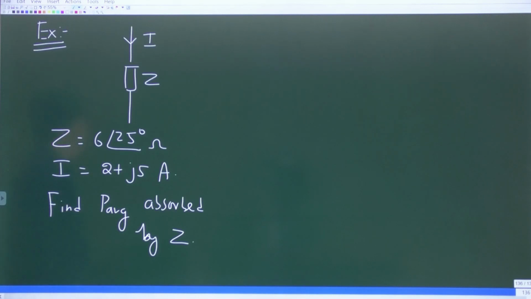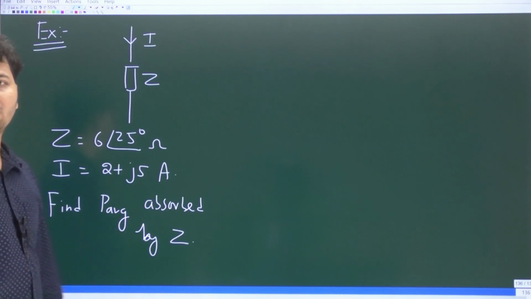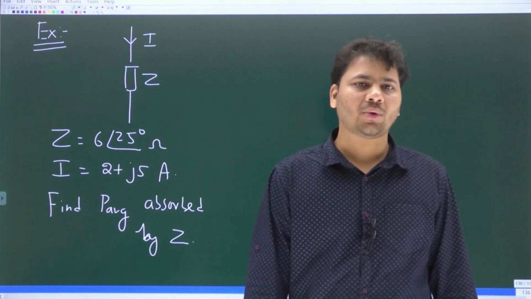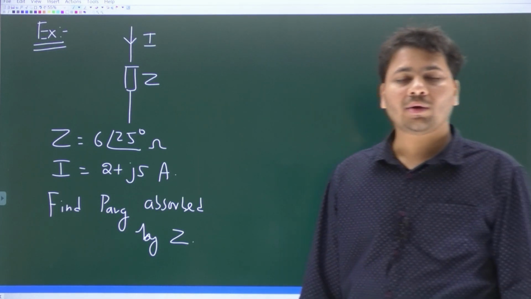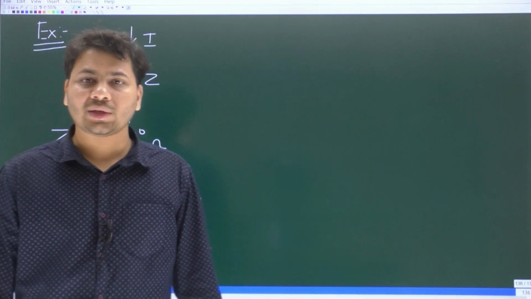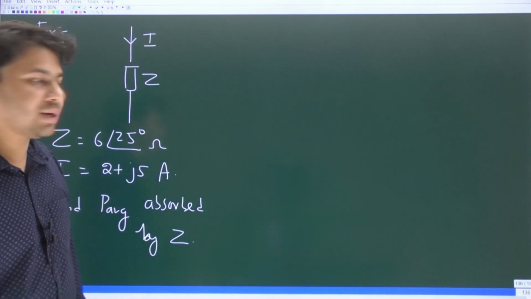Okay, all of you please look at the screen. You can do it in multiple ways. First of all, the impedance is given in polar form. You can convert that polar form into rectangular form so that you will get the resistive part of the impedance. Why is the resistive part of the impedance important? Because it is only the resistive part of the impedance that will contribute to average power absorption or dissipation.